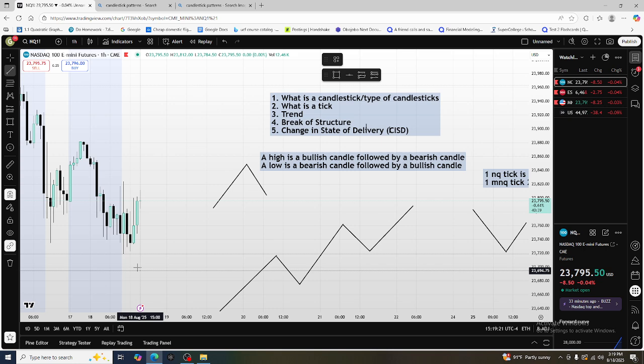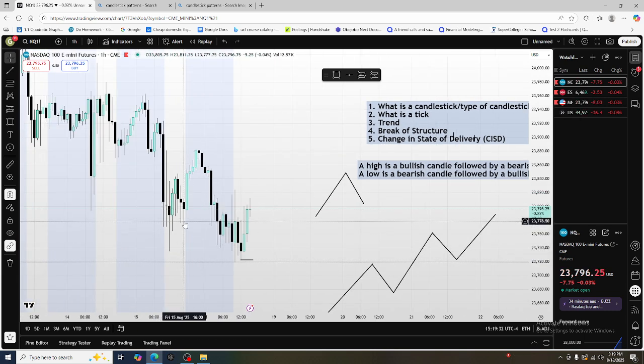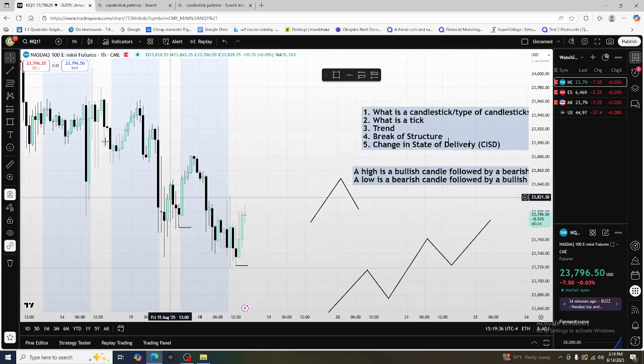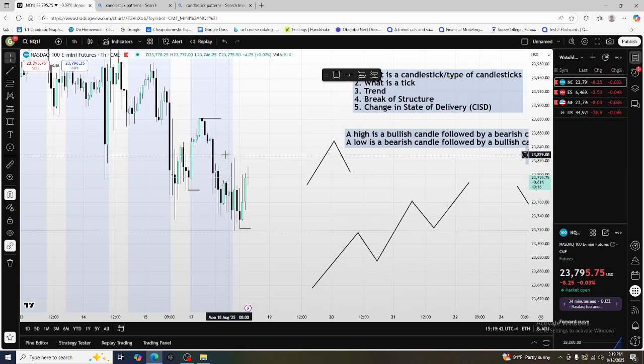So right here, you're going to measure the wick of either the bullish or bearish candle, whichever one has the lower wick, that's the low. So this is a low, right? So this would be a low right here. The point is, you get it. Low. Okay, come up here. Bullish candle followed by bearish candle. All right, whichever one's higher, boom, that's the high.